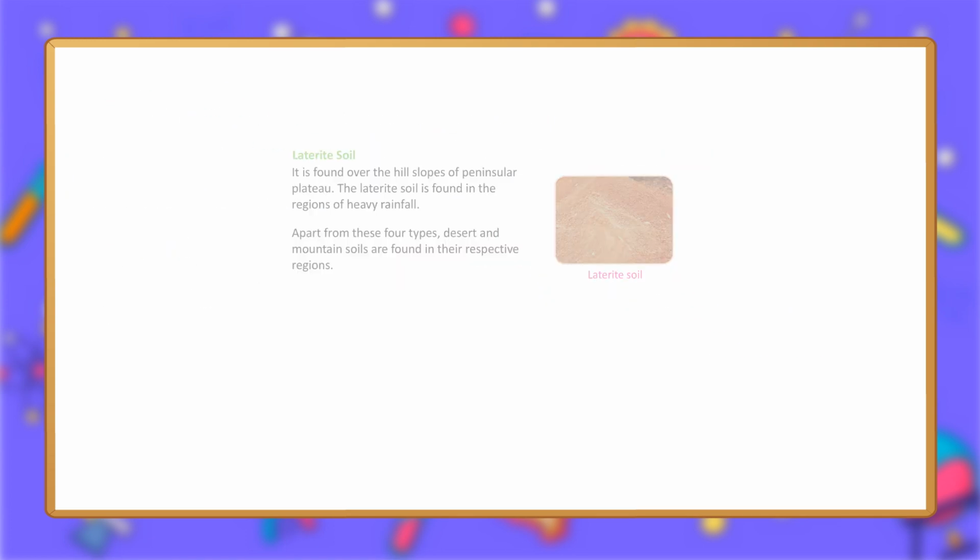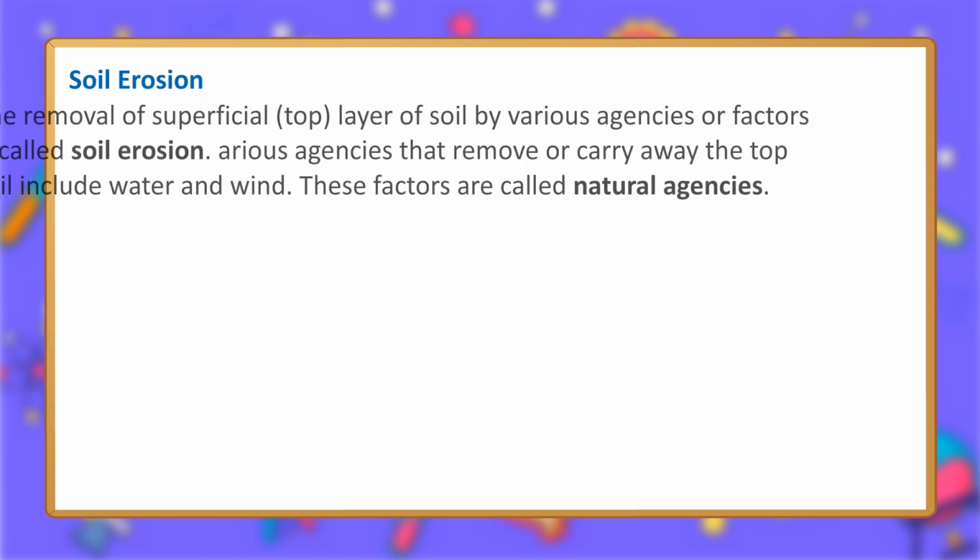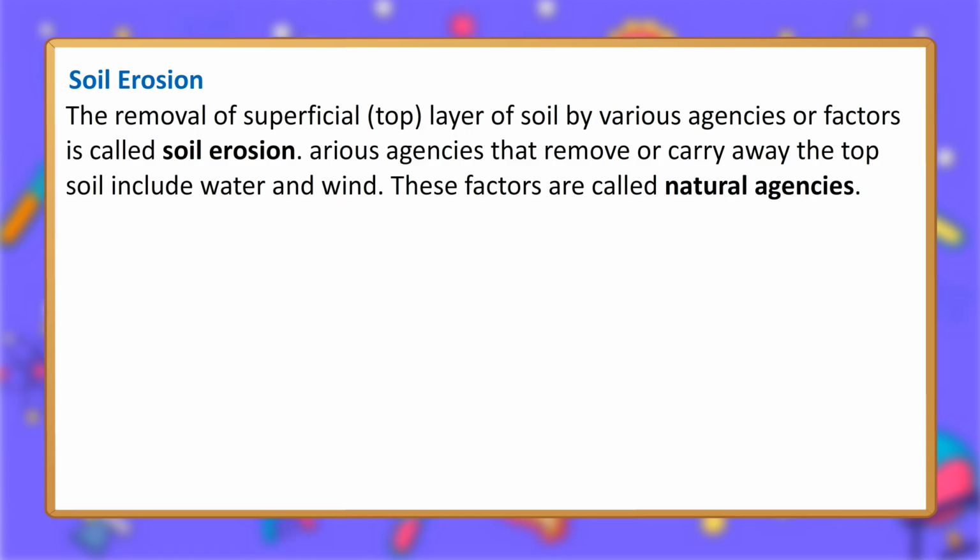Laterite soil. Soil erosion. The removal of the superficial, top layer of soil by various agencies or factors is called soil erosion. Various agencies that remove or carry away the topsoil include water and wind. These factors are called natural agencies. 1. By water. 2. By wind.